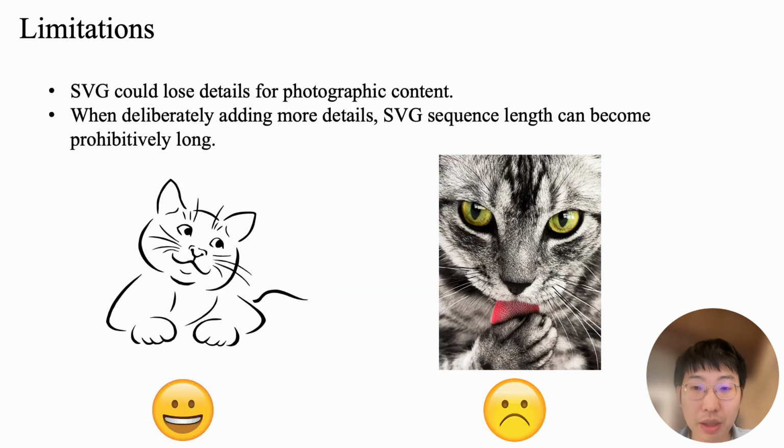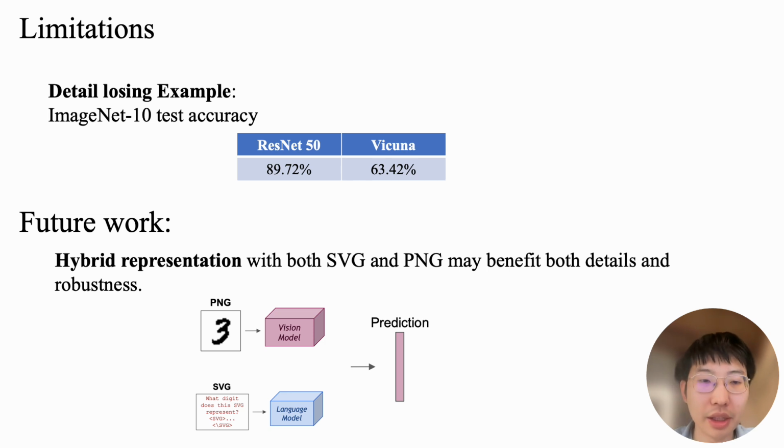However, our approach does have limitations. Firstly, SVG could lose details for photographic content, and secondly, when there are many details, the SVG sequence could be prohibitively long, for example, for the right-side cat. Quantitatively, experiments on ten datasets tell us that SVG format receives a much lower accuracy compared to the rasterized representation. So an intriguing future work is whether we can build a hybrid representation that enjoys the benefits of both SVG and PNG format.